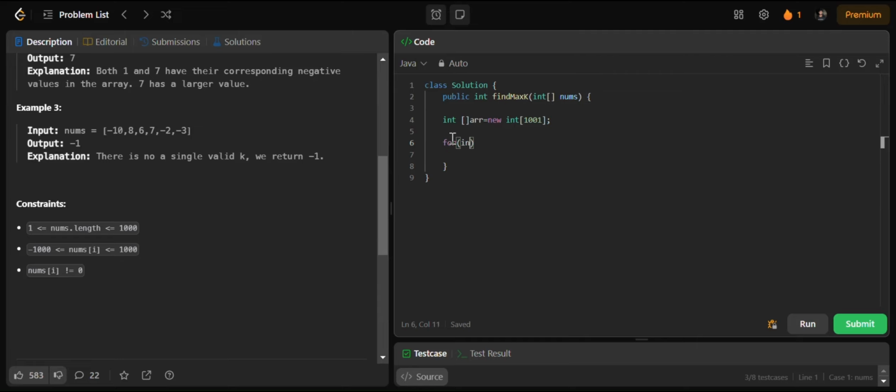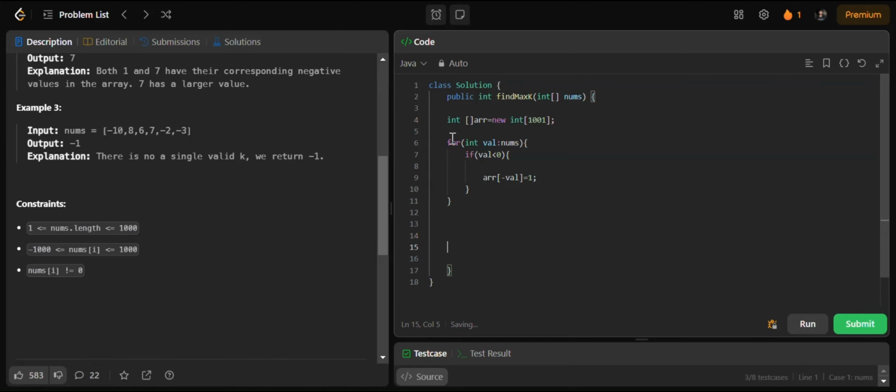So we'll iterate through all the values in my current array, and if I see that my current value is less than 0, that means it is negative. For a negative value, what I have to do is mark the positive index, that means minus of that negative value, and mark it as 1. That means I will mark the index of the negated value as 1.